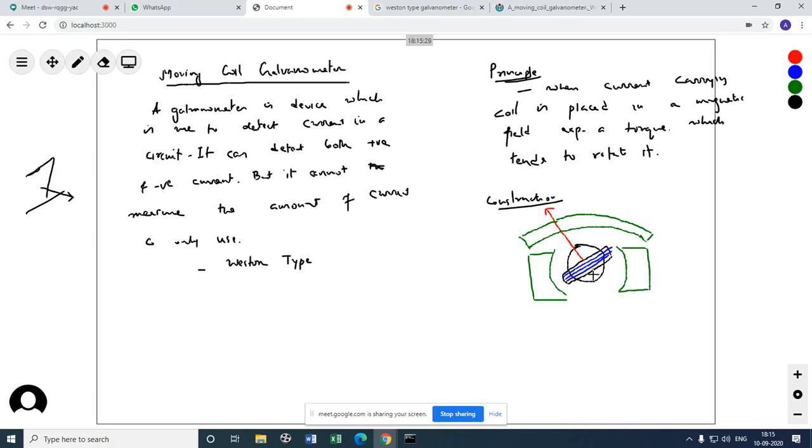Now the purpose of the soft iron core, and also that we also have a spring here, a phosphor bronze spring. What is the purpose of that? We'll see. Now you see, these are the magnetic field lines. You see, they are all going this way.